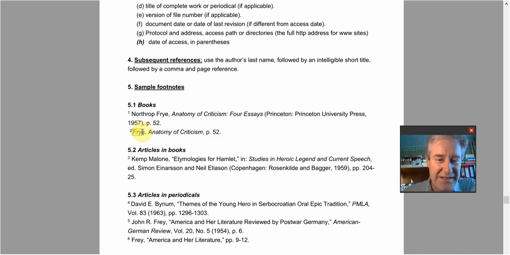I can just do his last name, Frye, comma, title of the book, and here it's just a shorter version of the title. I didn't give the whole title, I just gave enough of the title so that someone reading my essay will know what book I'm talking about. Title, and then a comma, and then the P for page 52, looks just the same as here, and then a period. Okay, so that's the first time I have a footnote for Northrop Frye, and that's the second time.